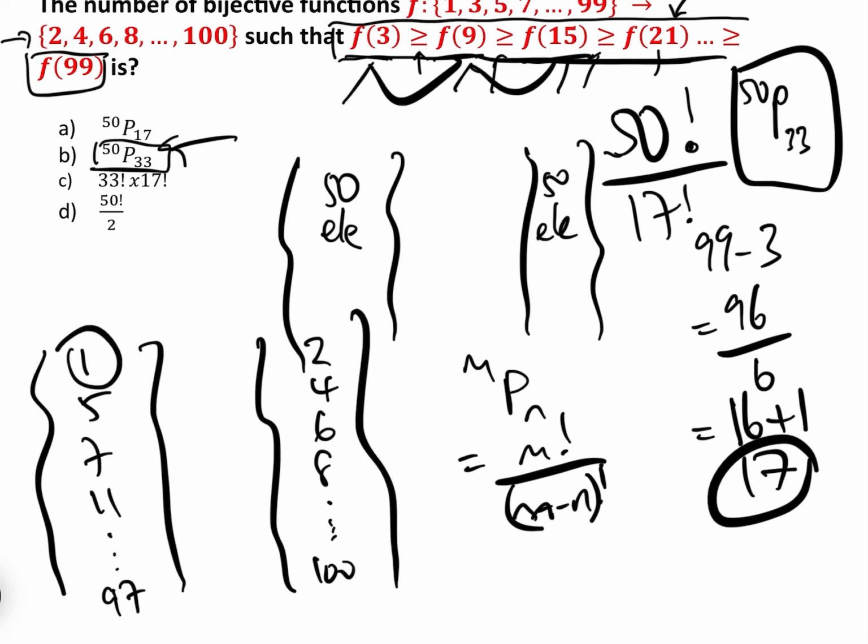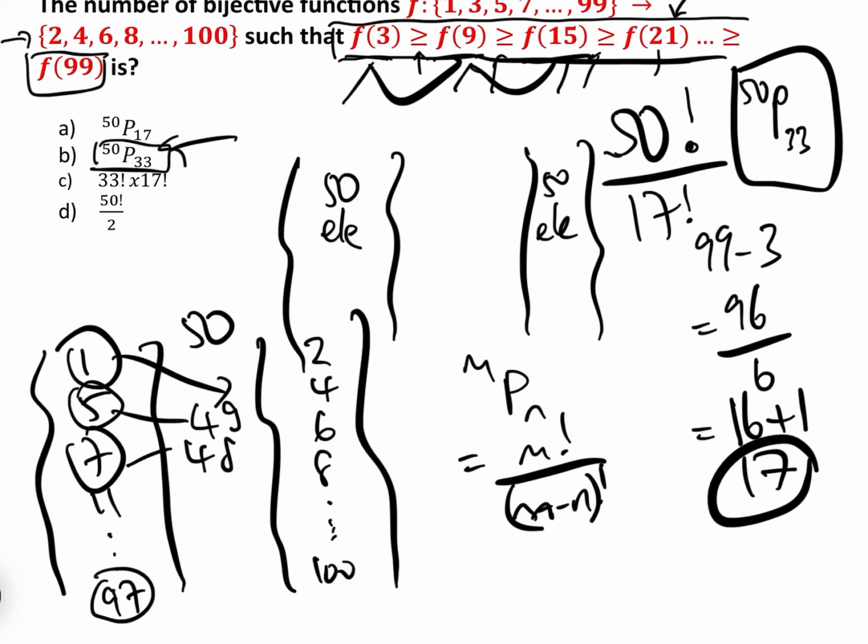Well, this first element here has a choice of 50, and this second element here has a choice of 49, because remember it's still going to be injective, so it can't choose the same one. This one's got 48, and so on, and this one here, as there are 33 elements which are not 3, 9, 15, 21, has 33. Okay, so that would be 50 times 49 times ... times 33, which equals 50 factorial over 17 factorial.